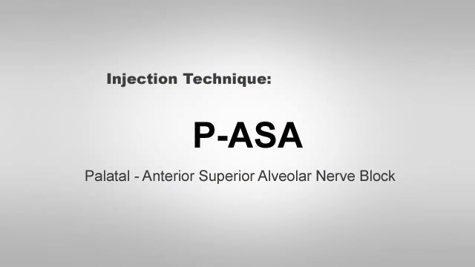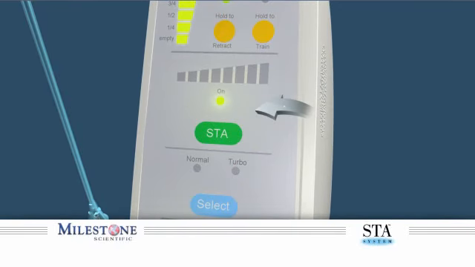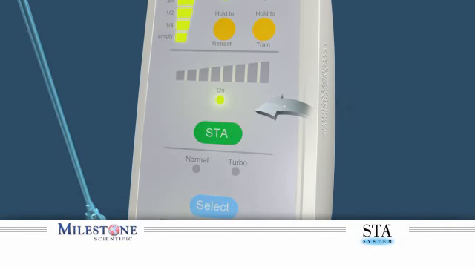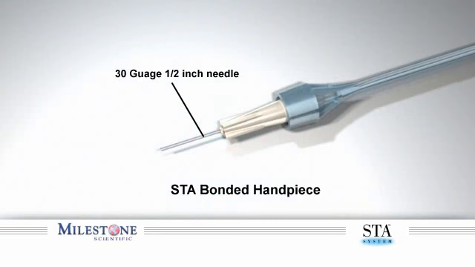Injection technique, P-ASA, or palatal approach, anterior superior alveolar nerve block. Before you begin, verify the STA system is set to the STA mode. It is recommended that you use the 30-gauge 1/2-inch bonded STA1 handpiece for this injection.